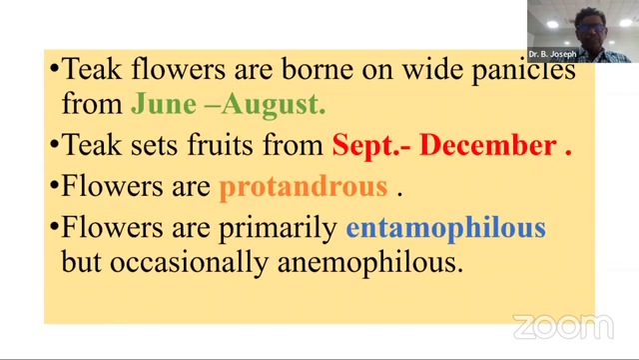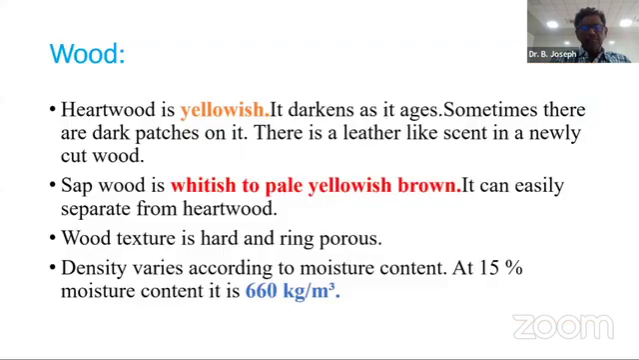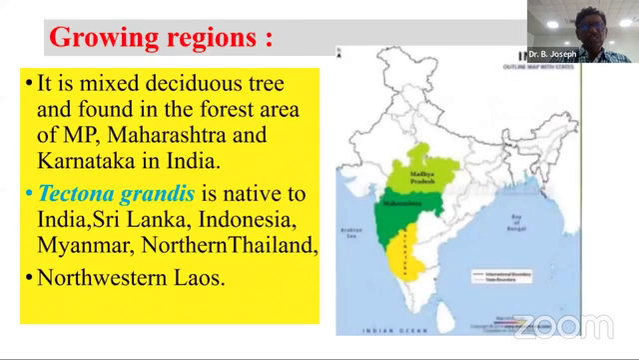Teak flowers in the months of June to August, and the fruits are set in September to December. Flowers are primarily entomophilous, but occasionally anemophilous. Wood is yellowish-white to pale yellowish brown. The moisture content is 15%, and the density is about 660 kg per cubic meter. I don't want to go into detail about growing regions now, because I'll be discussing at length the profitability of teak and how the cost-benefit ratio works out. So this is about the teak.